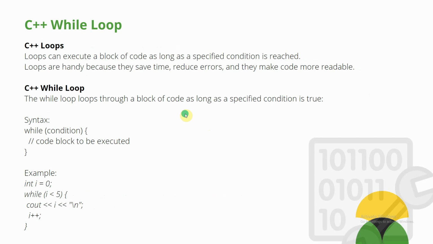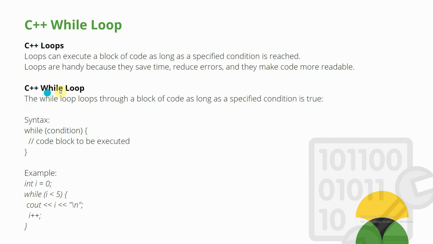Now, the C++ while loops. A loop is defined as executing a block of code as long as a specified condition is reached. Loops are handy because they save time, they reduce errors, and make the code more readable. Instead of repeating the code for a function to get the same output, with a specific condition, we would rather have a loop function instead of just writing them one by one.